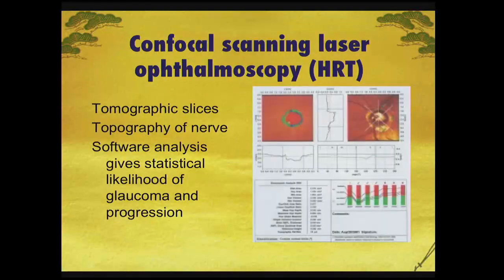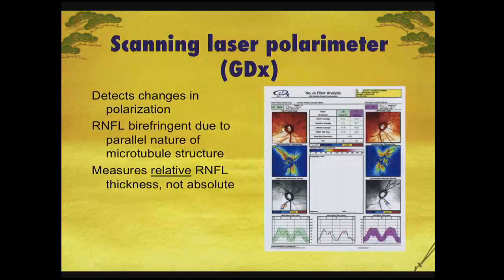This is just an image of a confocal scanning laser ophthalmoscope. This, like a CT scan, takes slices through the nerve, and then it shows you the topography of the nerve, and then software will do an analysis to give you the likelihood of normal versus not normal, or the likelihood of progression. The scanning laser polarimeter detects changes in polarization.